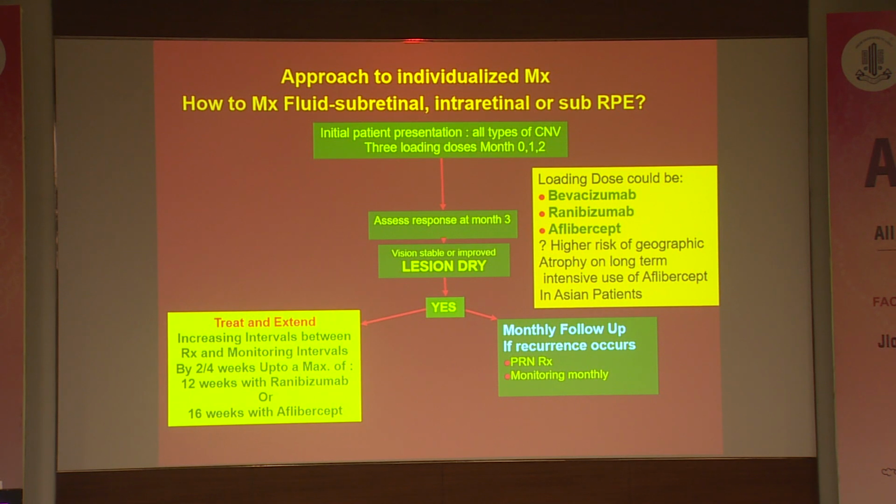How do I approach my individual patient and how do I individualize the treatment? It is not individualized based on a particular biomarker. It is based on the response to treatment. So you give the initial 3 injections, assess at month 3 if the lesion is dry. Now you have 2 options. You can either go to treat and extend with increasing intervals as long as it stays dry, or you can go into a PRN mode and treat whenever the patient gets an activity.